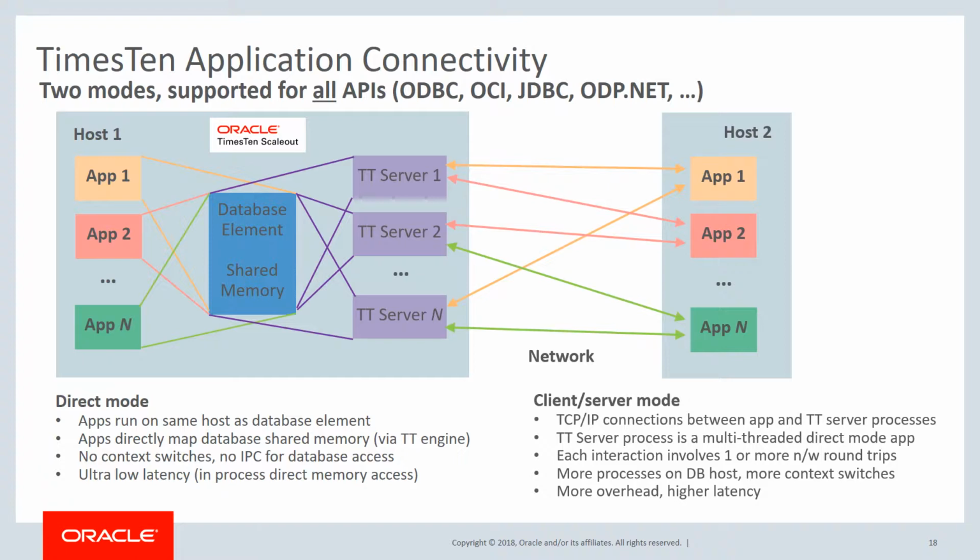And when the application opens a connection to the database using JDBC or ODBC or OCI or ODP.NET, whatever you're using, under the covers, through the TimesTen engine, which is linked as a library with the application, we attach the shared memory segment and map it into the local process address space. So from that point onwards, SQL interaction with the database is essentially in-memory function calls and local process in-memory data access. No IPC, no context switch, no network, no nothing.